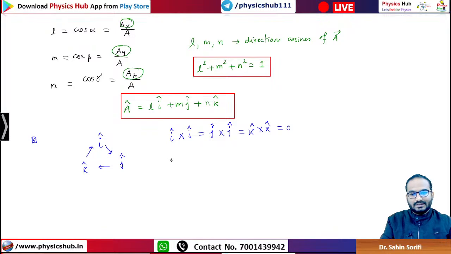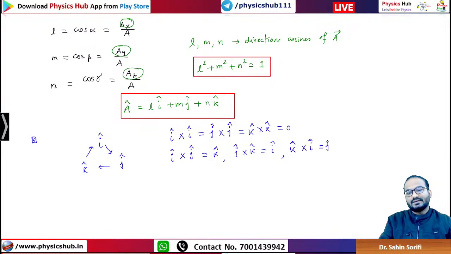And on the other hand, if you take consecutive vectors, i cap and then j cap, what will it give you? It will give you k cap. j cap and k cap will give you i cap, and if you take k cap and i cap, it will give you back j cap. So in this way it works.